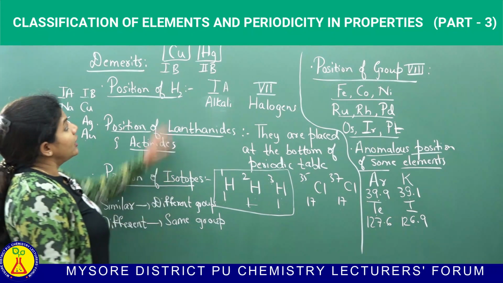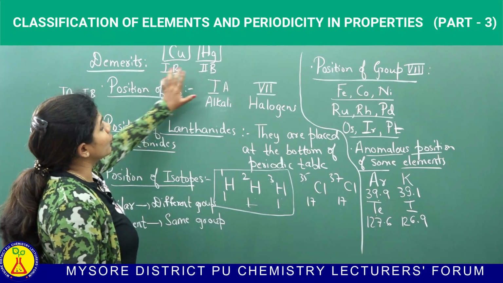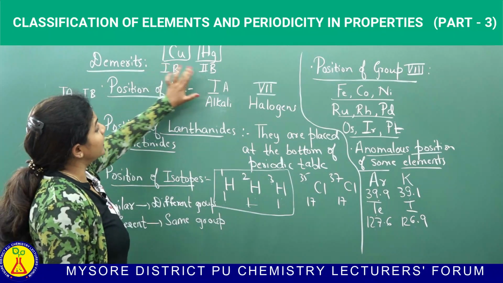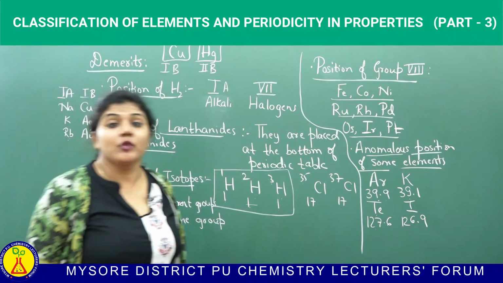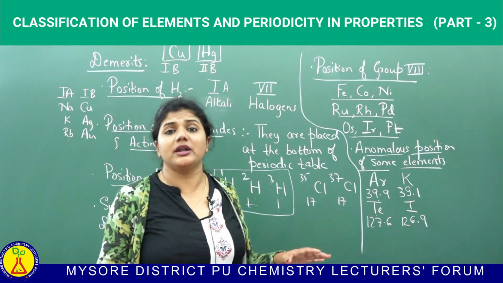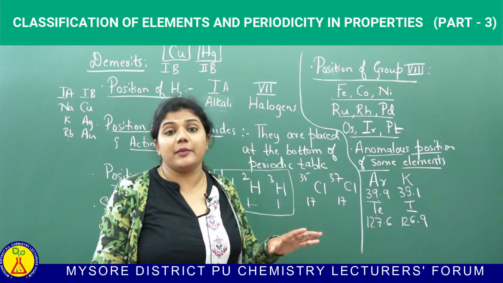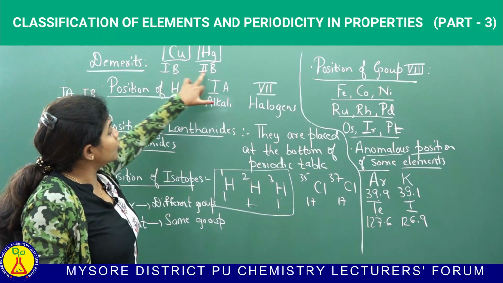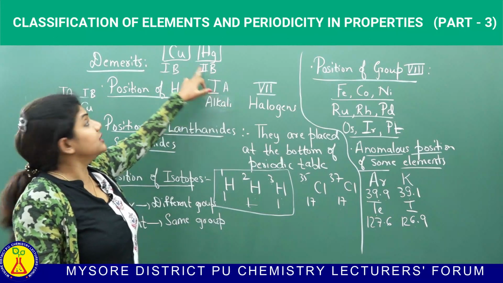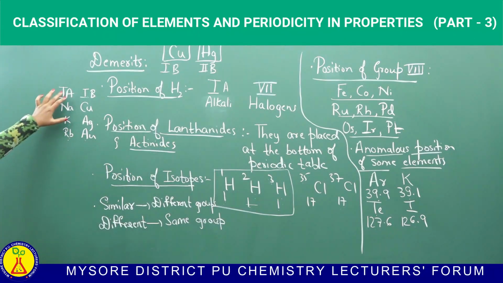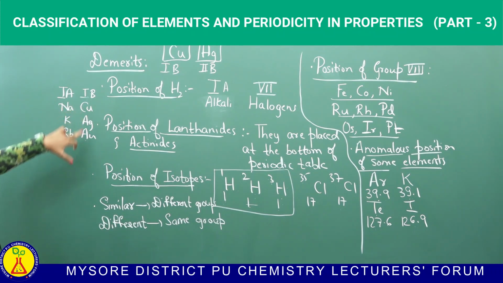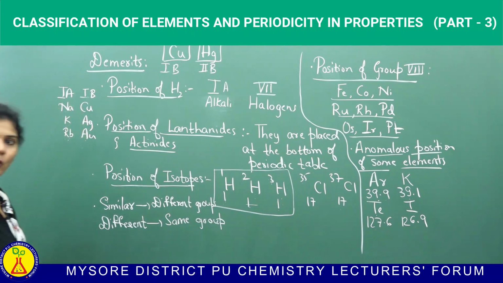Mercury comes in 2B. Copper and mercury, both are placed in different groups. Even though they are placed in different groups, some of the properties of copper and mercury are same. The chemical properties of copper and mercury are, come on, look here, same. Even though the properties are the same, one is put in group 1 and the other in group 2. That means similar elements are placed in different groups. Okay, next one, different elements are placed in the same group. Look, here these are alkali metals, these are coinage metals, even though their properties are different, they are placed in one single group. Got the point here now?